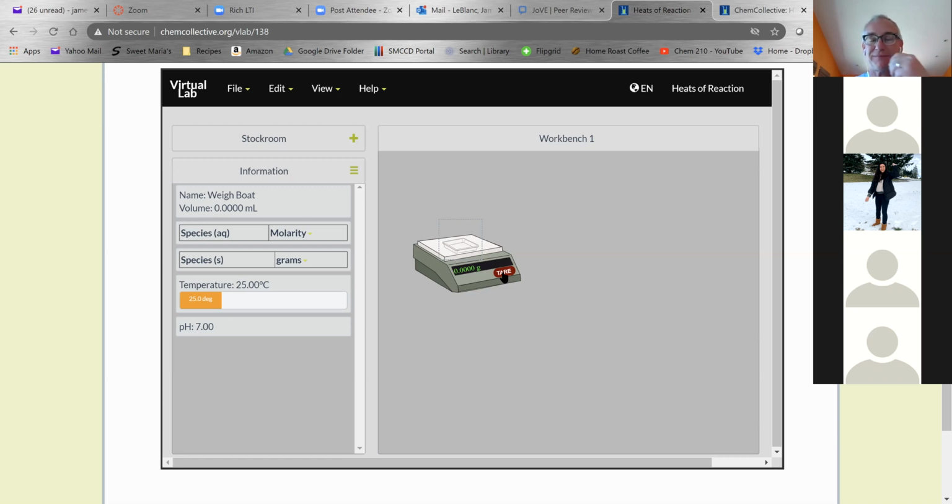How many lab reports do we have left? This is it, the last one. Yay. And tomorrow will be the last recitation. So next week's lab and recitation will be done doing problems for review. Okay, thank you. No worries.